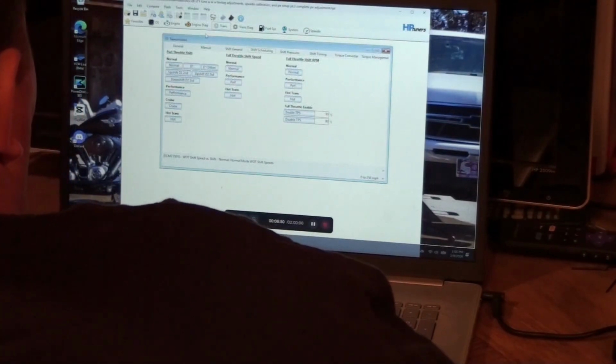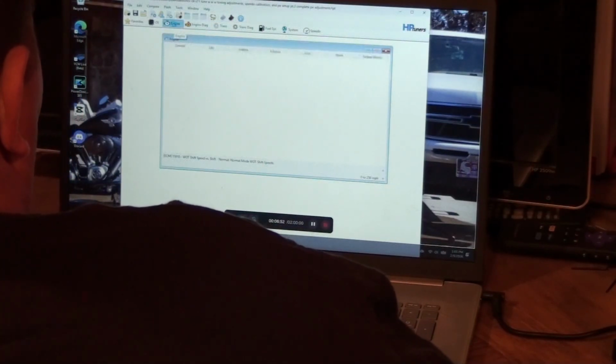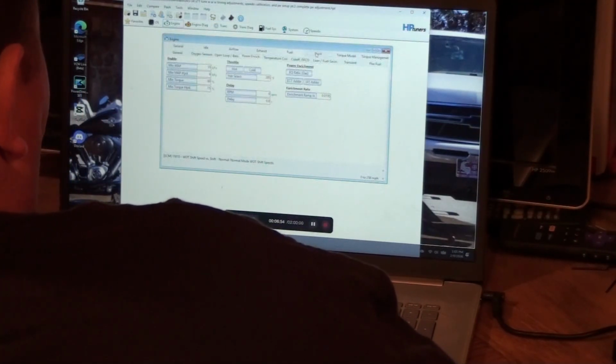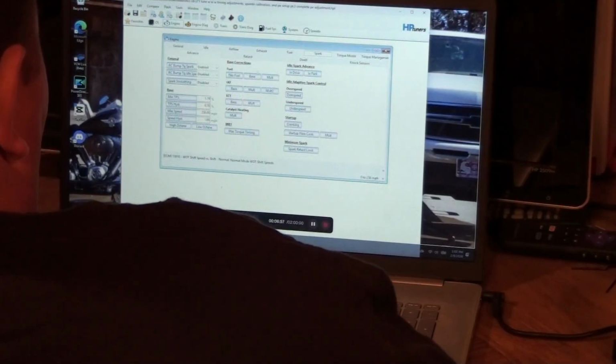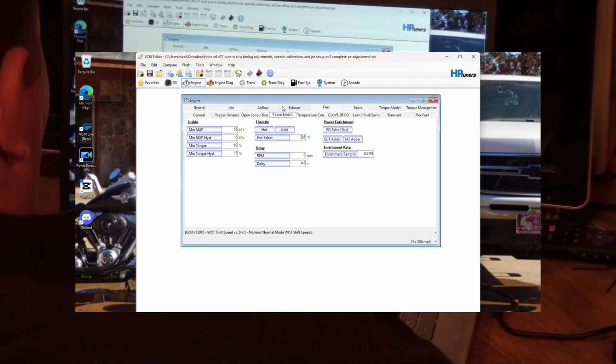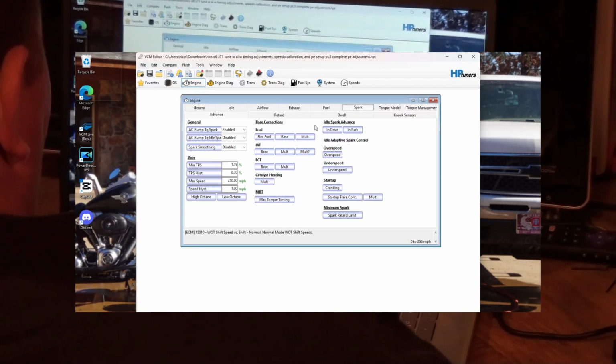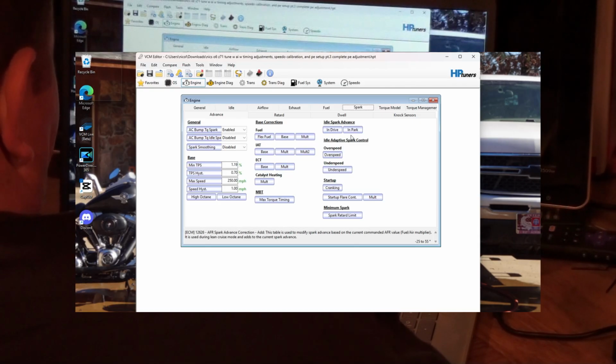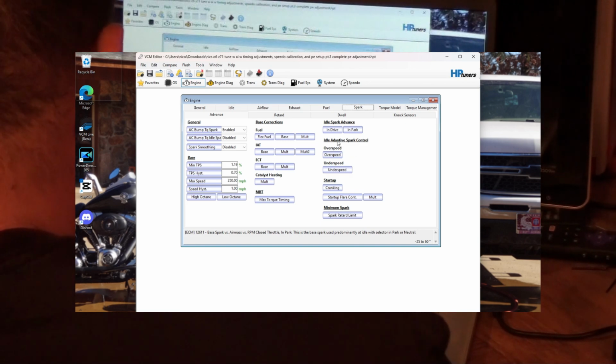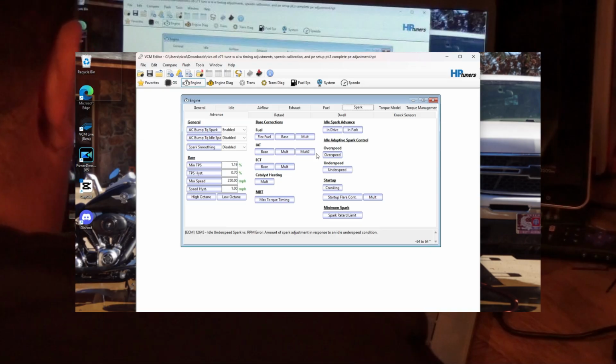Our spark timing table can be found under Engine, under Spark, and Base Corrections. And this is where we can go in and change our spark table. Also, we can change our idle spark when it's in drive and in park. We can change our overspeed and underspeed for our idle adaptive spark. This is going to be kind of your cruising around your parking lot area right here. And this is going to play into it as well.